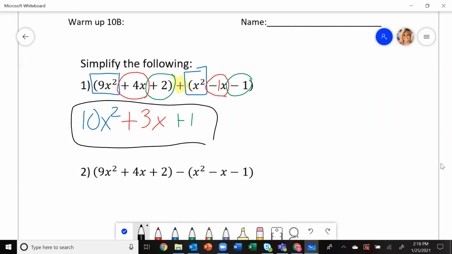This is your final answer. You cannot put together the x squareds and the x's and the units. They all have to stay separate. So that is your final answer.